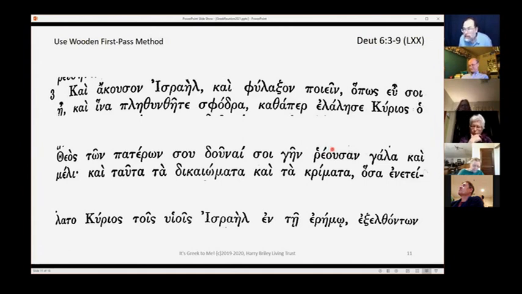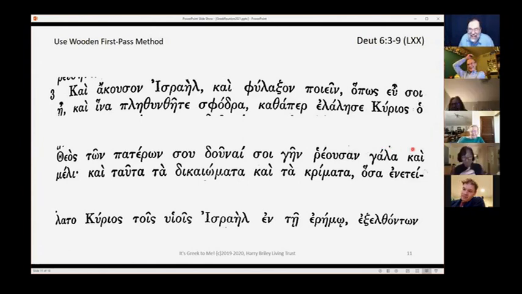Go ahead and pronounce it. Ryu-san? Reusan. Very good. Dictionary word. How about this word right here? Gala. Dictionary word here. Okay, this is and. How about this word right here? Melee. Right. Another Melee.